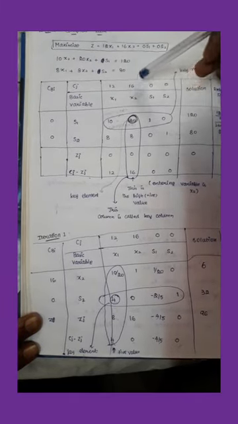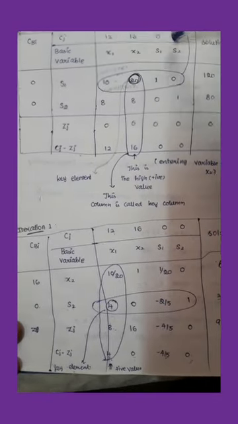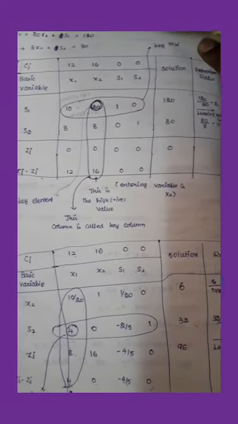So this will be your zj part, and then we calculate cj minus zj to reach the optimality condition. The cj values should be subtracted from the zj values individually. So 12 minus 0 will be 12, 16 minus 0 will be 16, 0 minus 0 will be 0, and 0 minus 0 will be 0. After finding the values, we need to find which one is the highest.